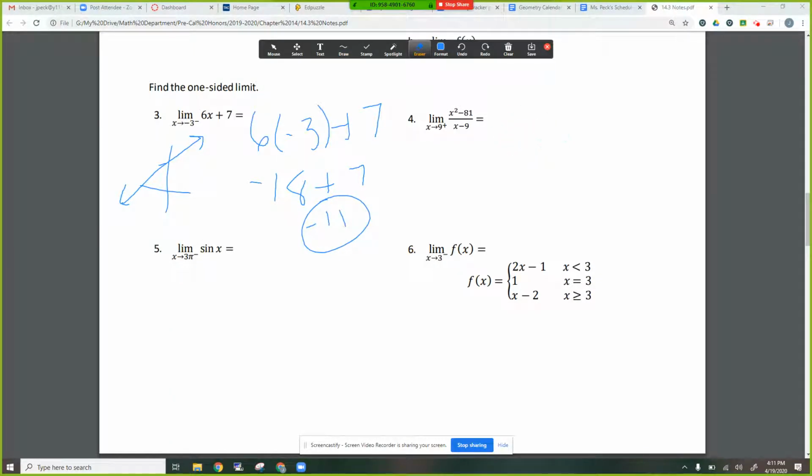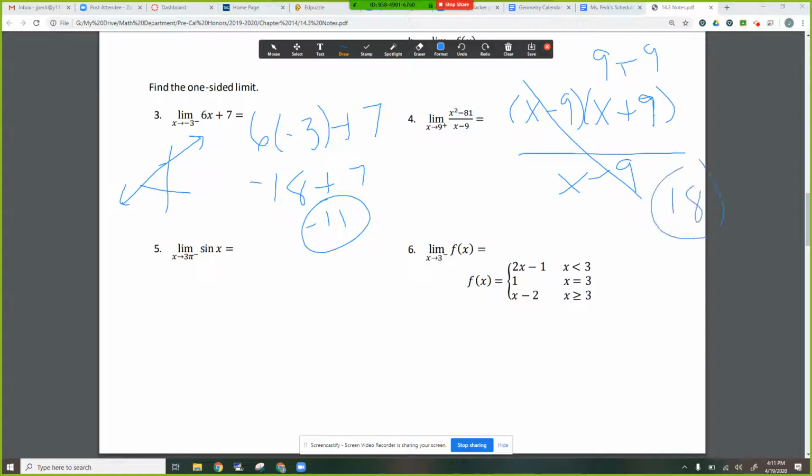So remember, when that happens, we want to factor. So we've got x minus 9, x plus 9 on the top, and then x minus 9 on the bottom. Those cancel. Now we can plug in our positive 9. 9 plus 9 gives us an answer of 18.